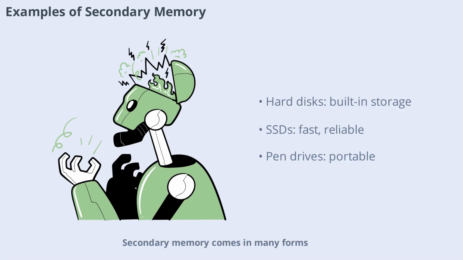Secondary memory comes in many forms. Hard disks and SSDs are built into most computers, providing permanent storage for your operating system and files. Pen drives and memory cards are portable options, great for transferring data between devices or backing up important information.